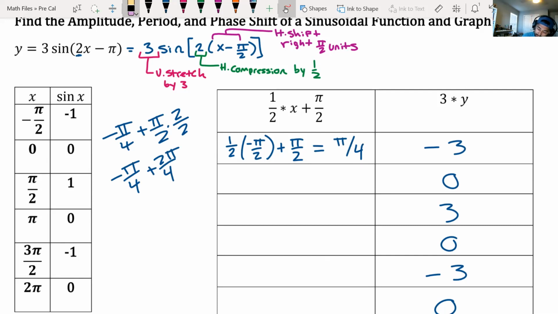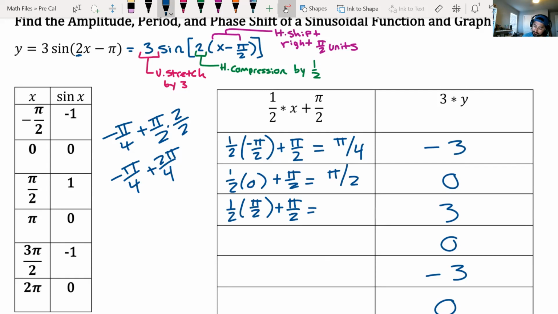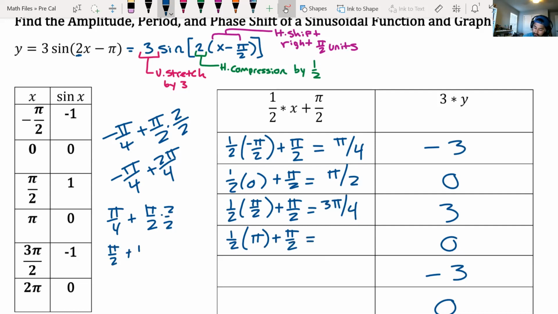And we do it again. Next is 0. 1/2 times 0 plus pi over 2. Hey, that one's nice. That gives us pi over 2. Then again, 1/2 times pi over 2 plus pi over 2. That's going to give me pi over 4 plus pi over 2. Get your common denominator, and you're going to get pi over 4 plus 2 pi over 4, giving me 3 pi over 4. Next is pi. 1/2 times pi plus pi over 2 gives me pi over 2 plus pi over 2, which gives me 2 pi over 2, or just pi.